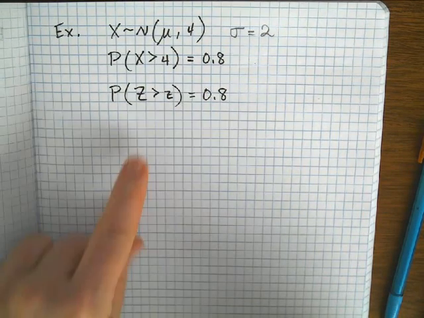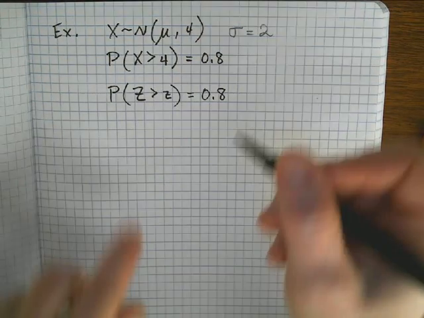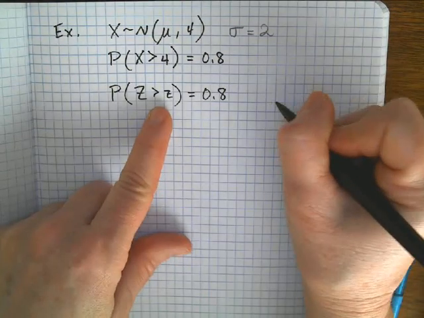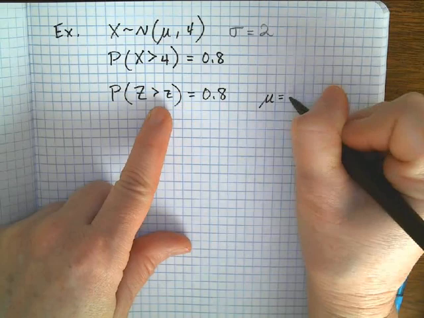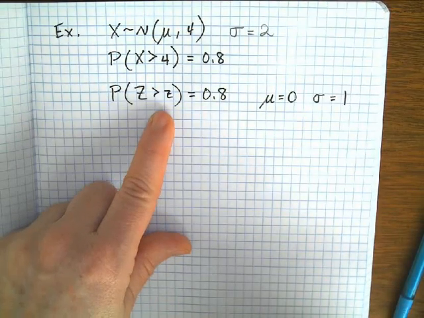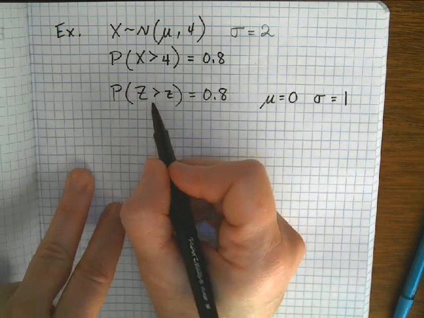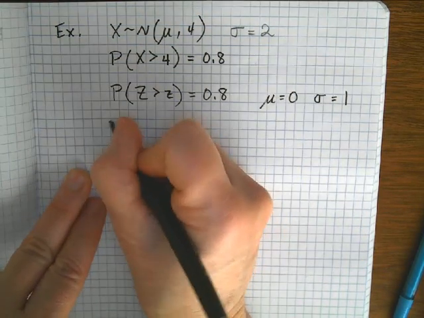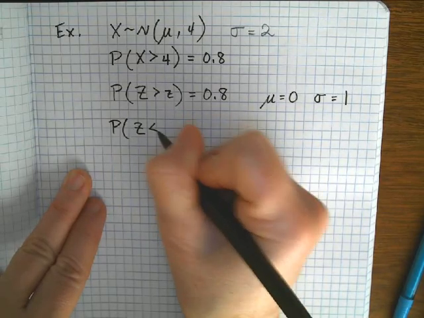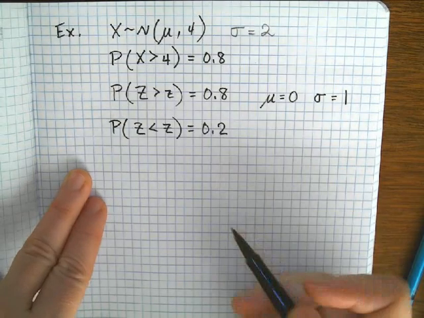Okay, so notice when we have a z-score, we always know what the mean and the standard deviation are. For a z-score, the mean is always going to be 0, and the standard deviation is always 1. So now we can use our calculator. But remember, this has to be written in less than form. Okay, so the less than form is the complement of this. So we're going to take the complement. We need to switch this so we can put it into our calculator. The complement would be 0.2 because these have to add up to 1.